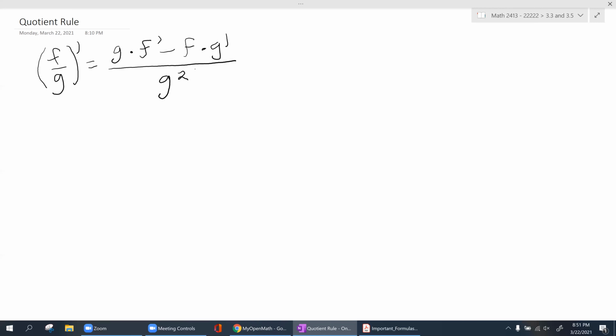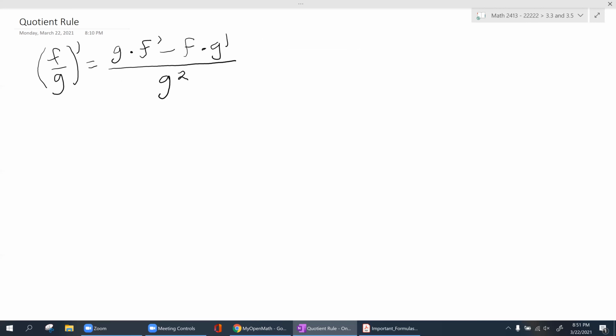And if you notice, this top part is almost similar, if not exact, to the product rule, with the exception that there's a minus there. So that's why I said if you learn how to do the other one, for the quotient rule you know that the only different thing would be that there's a negative there, and you're dividing by g squared. Let's go ahead and do one of these.